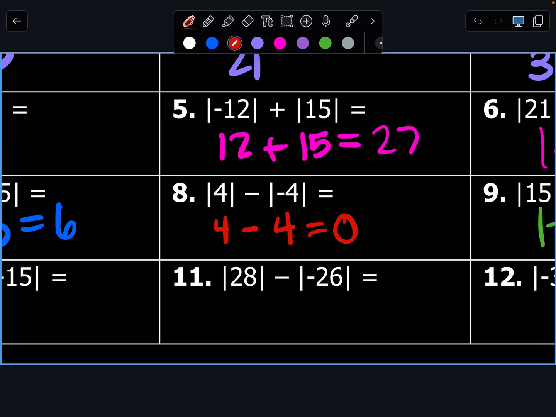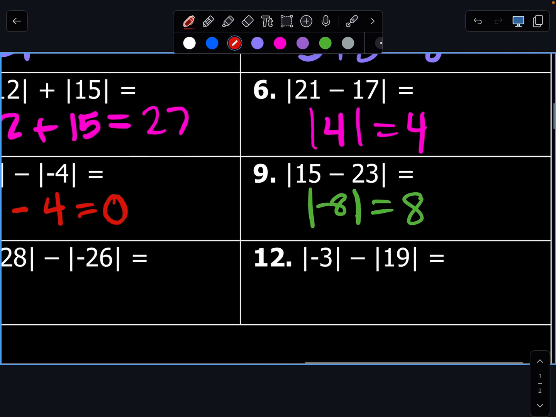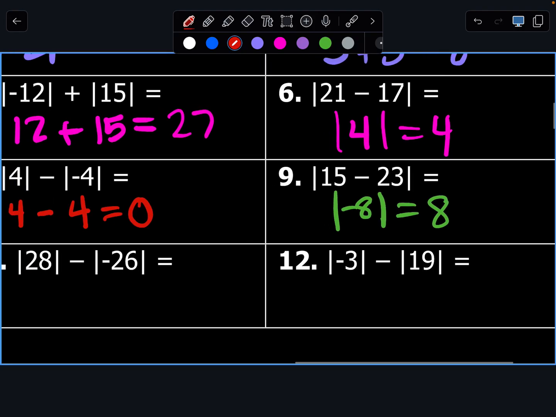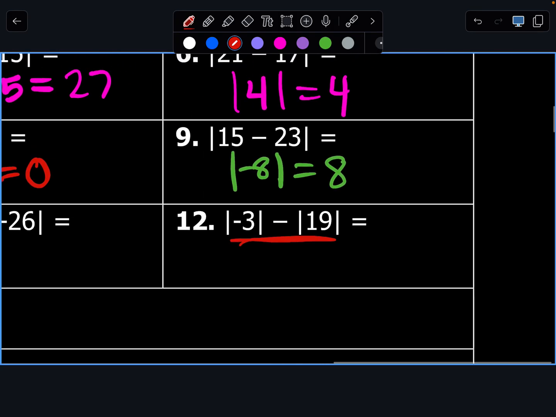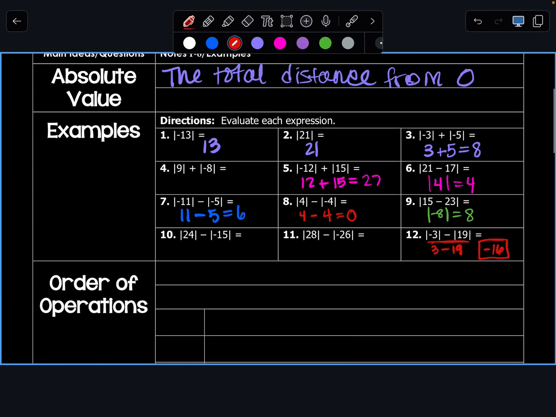So for number 9, is the only reason, if there were lines on the sides of the negative, would it be a negative number? So if it looked like this, or like this one here, yep, then it would be negative. Because this would be 3 minus 19, which would give us negative 16. Your answer can be negative if they're asking you to perform an operation. But if it's coming out of the absolute value, it's always positive.